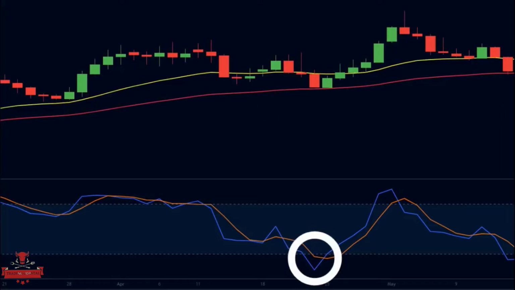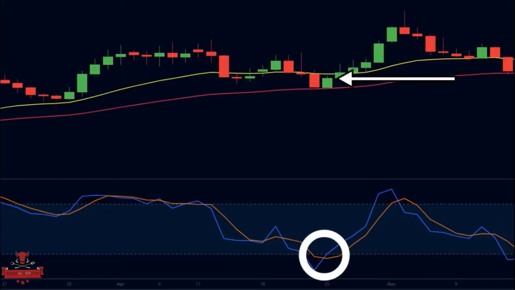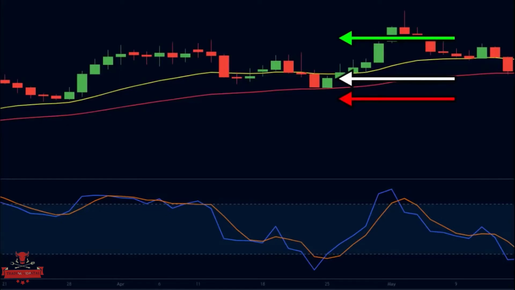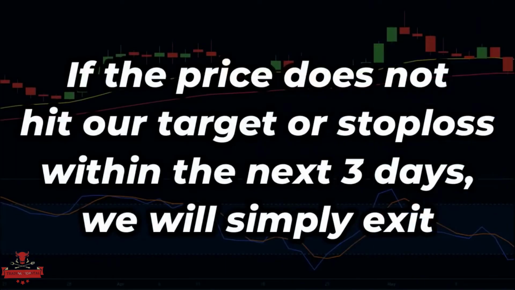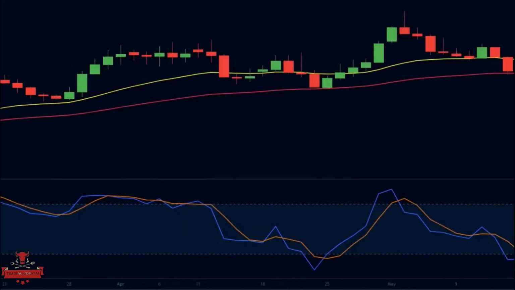Back to the strategy in our buying setup, once the price is in the retracement zone, and we have an oversold on stochastic, we are looking for a bullish crossover. On this candle, we finally get a bullish crossover, and we shall buy at the close of the day. We will keep our stop loss below the entry candle, and we will keep a profit target at the risk-reward ratio of 1:1.5. If the price does not hit our target or stop loss in the next 3 candles, we will simply exit at the end of the 3rd candle.